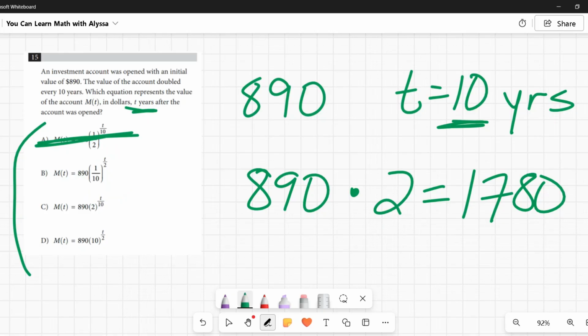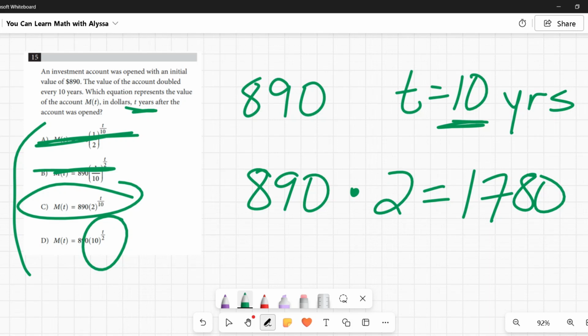That's just going to get smaller and smaller. It's going to be like a 10th, a 100th, a 1,000th. It's going to get smaller and smaller. Nope, that's out. Ooh, how about this one? 2 to the power of t over 10. 10 over 10 is 1. 2 to the power of 1 is just 2. There you go. That's it. That's your answer. You want to double check?